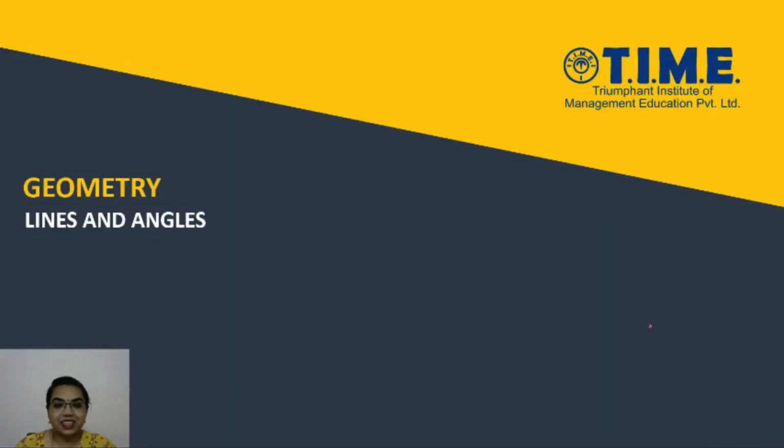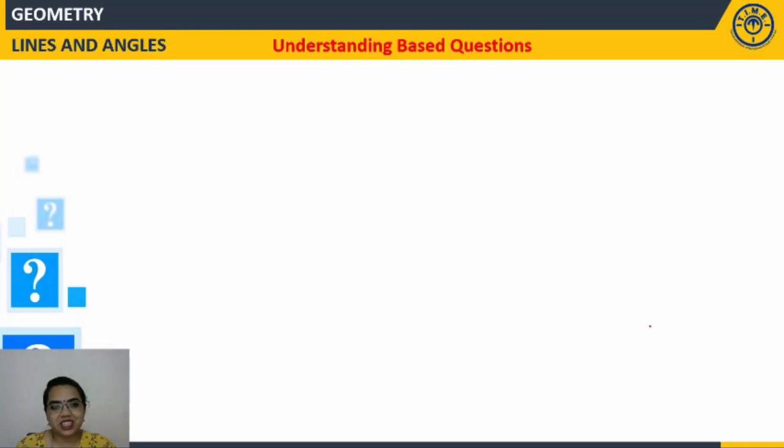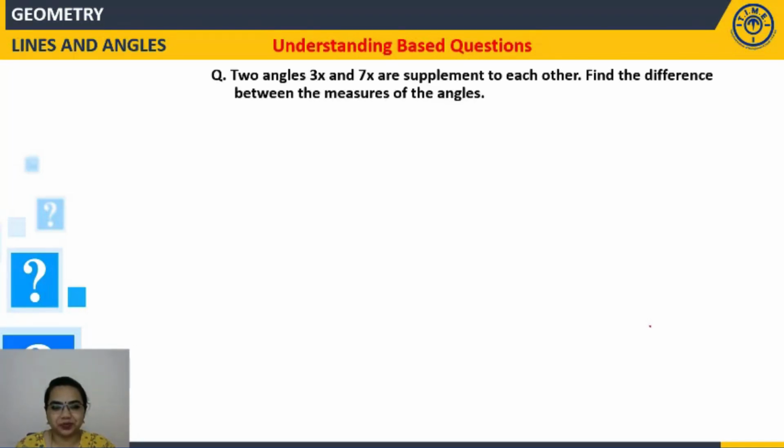Let us now see the next category of questions, which is the understanding based questions. Let's move ahead. Two angles 3x and 7x are supplementary to each other. Find the difference between the measures of the angles. First, tell me what is given in the question. It is given that there are two angles which are supplementary to each other, which means that the sum of the angles is equal to 180 degrees.